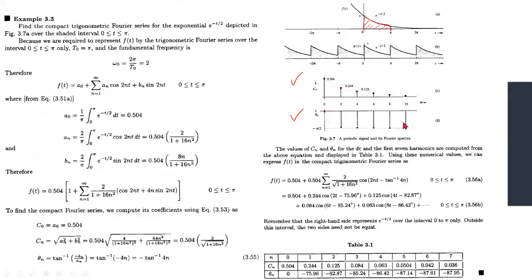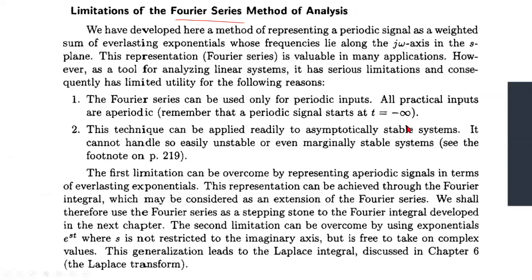Then you can draw the signal magnitude according to the harmonics. That's called the frequency contents. All these are like percentages of the contents, and these are the phase. So that's the Fourier series method.